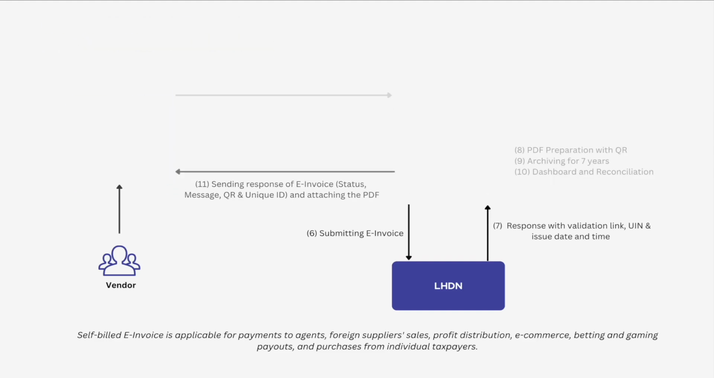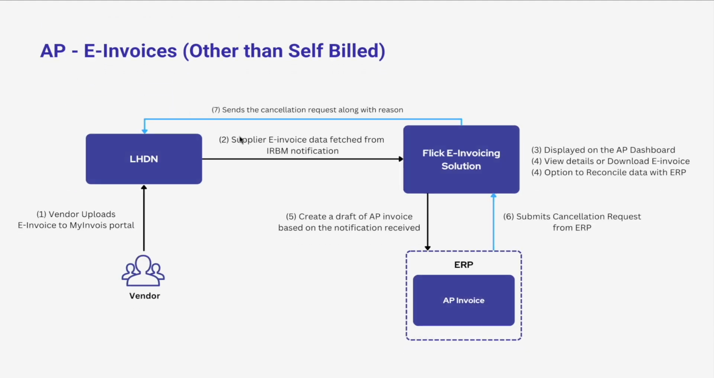Lastly, let us see how an AP integration helps your business. When your vendors upload their invoices to the MyInvois Portal, IRBM issues a notification. Using this notification, we'll be able to fetch all the invoice data and display it on our AP dashboard. From this AP dashboard, you will be able to view all the details of the invoice, or download the invoice directly from there, or even submit for cancelling that invoice.